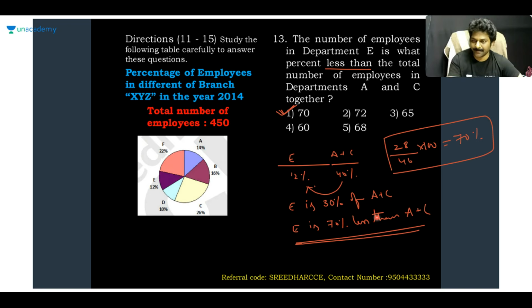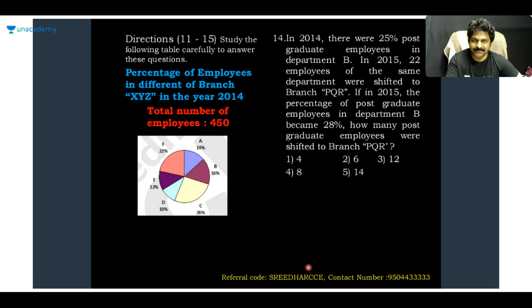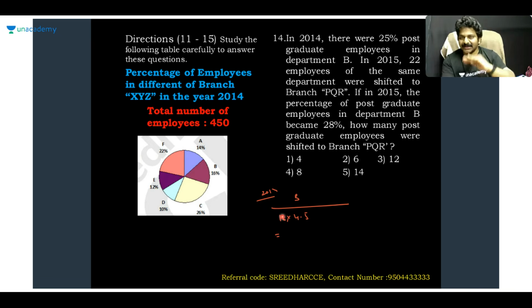60%. Right? Next. In 2014, there were 25% postgraduates in Department B. In Department B, 2014, total what percent we have? 16%. 16% in the sense, 16 into 1%. 1% is 4.5, which is equal to 16 4 times. 16 double, 32. 32 double, 64. 16 half times, that is 8. 64 and 8, 72.